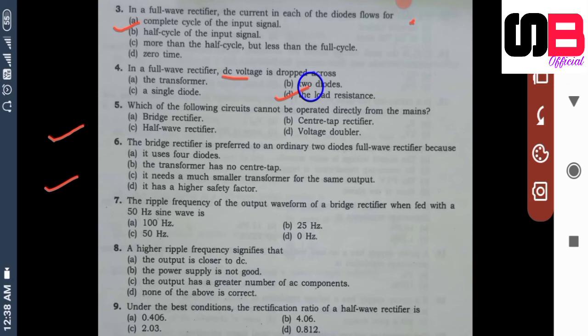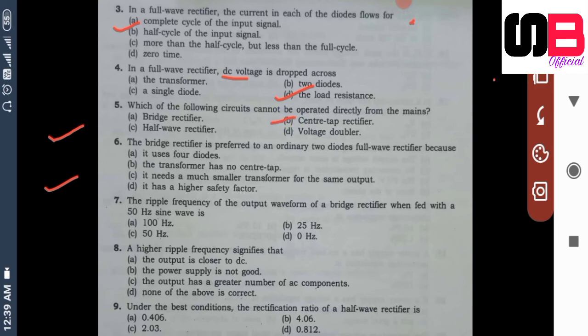Now the question number 5. Which of the following circuit cannot be operated directly from the mains? Option A is the bridge rectifier, option B is the center tap rectifier, option C is the half wave rectifier, and option D is voltage doubler. So here the answer is the center tap rectifier. Actually center tap means center tap transformer, and whenever we make the rectifier using a center tap transformer, it is known as the center tap rectifier.